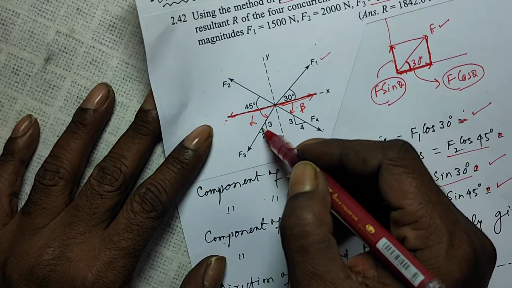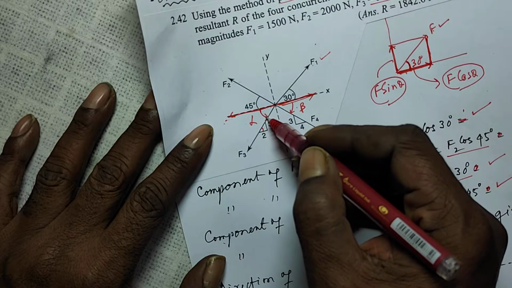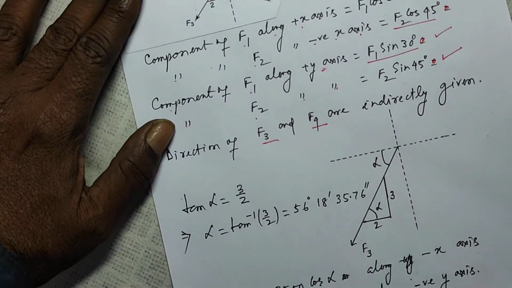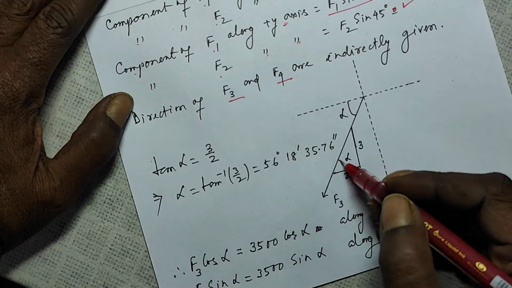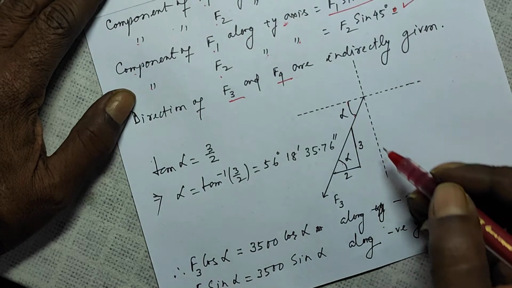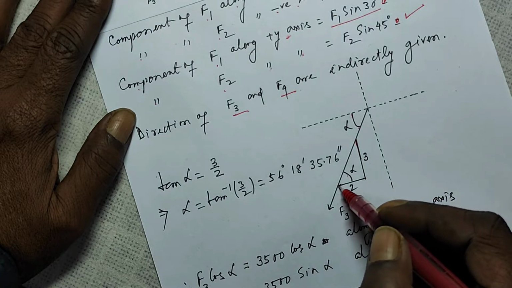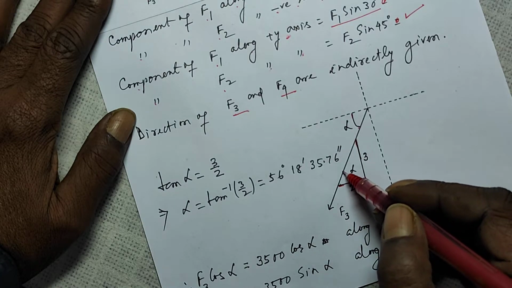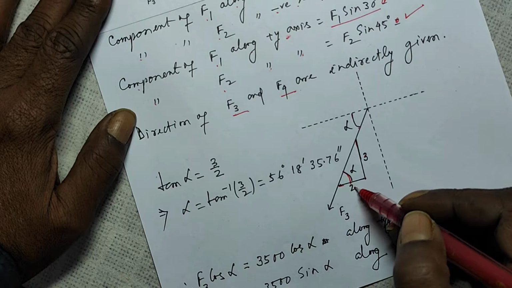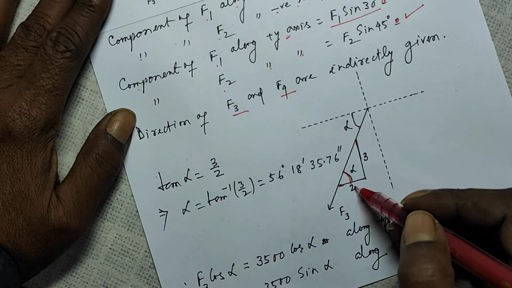Let this angle be alpha. So this will also be alpha, the alternate angle. That is what I have shown here. This angle is therefore alpha. It is given that this length is 3 units and this length is 2 units. So tan alpha will be 3 over 2, so alpha will be tan inverse 3 over 2.